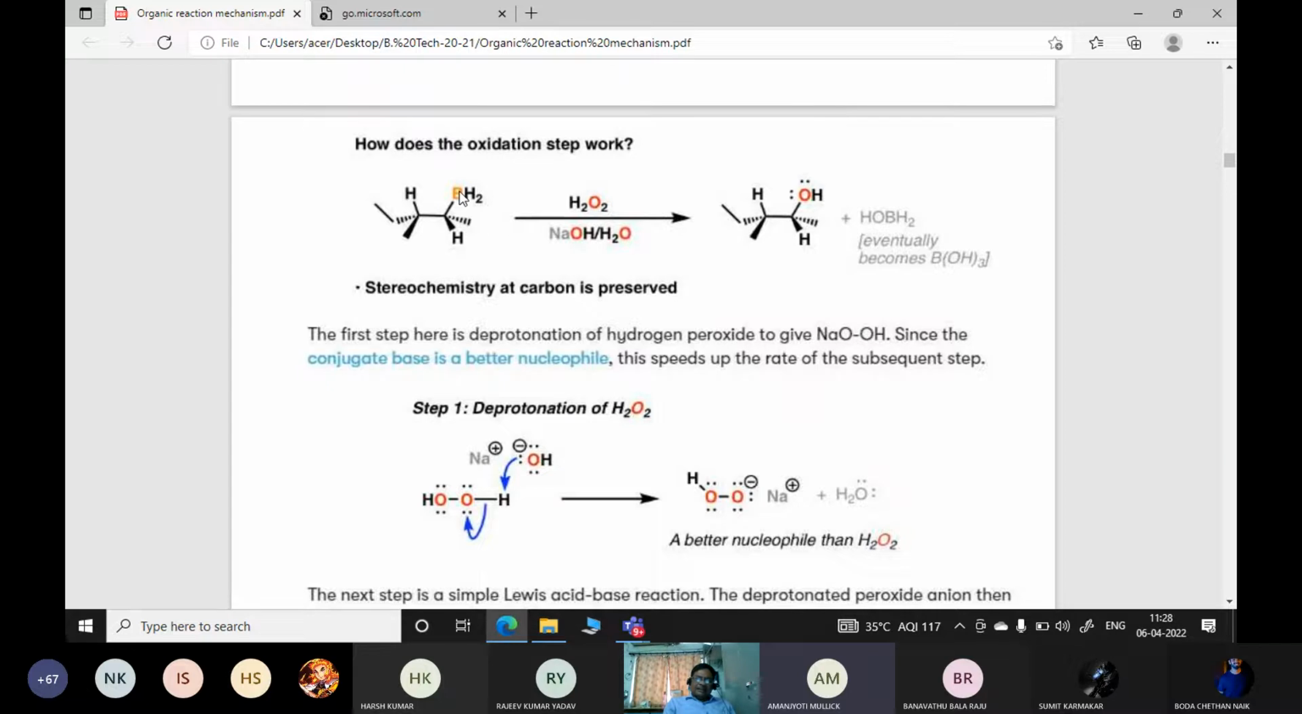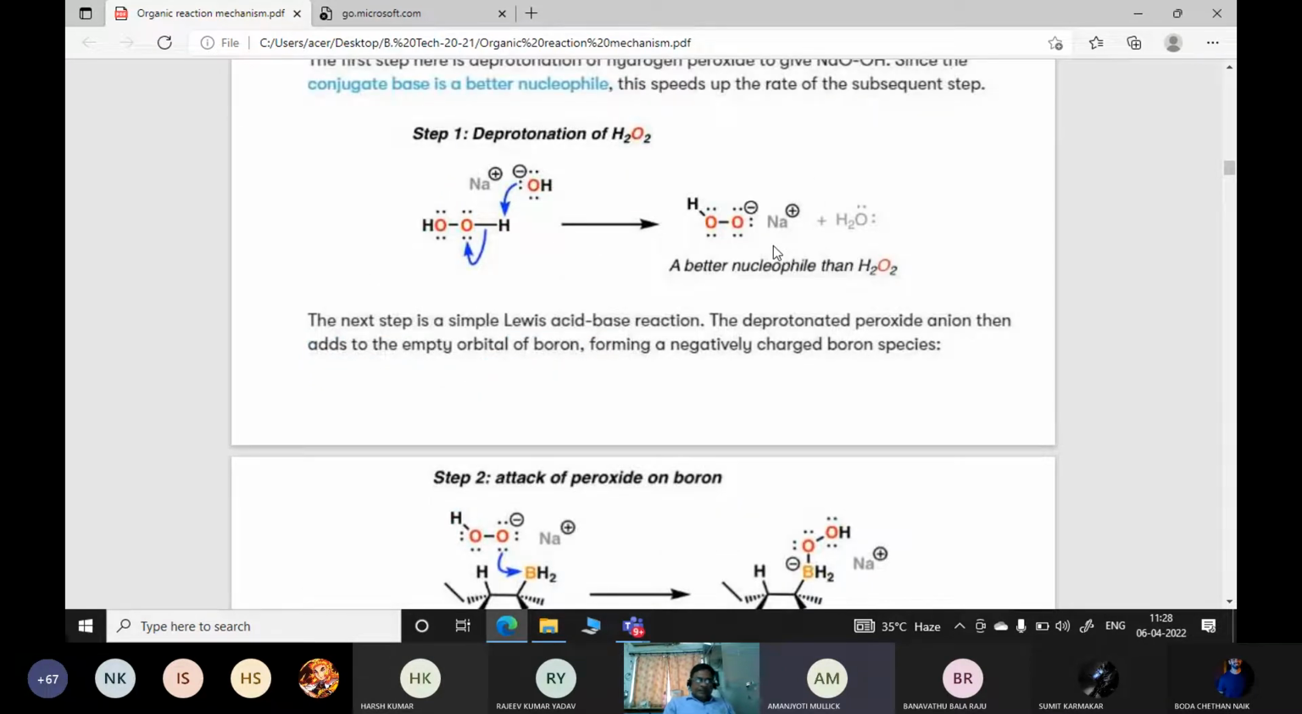And this total alkyl group, if we consider this one is the R, then that will be transferred to the corresponding alkoxy group, the peroxide oxygen, and at the same time there is expulsion of the OH. So you will get the corresponding alcohol. Now the steps are represented separately here.